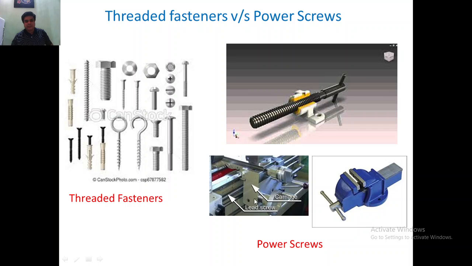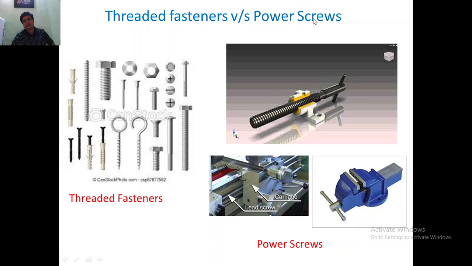Similarly, you might have worked on a lathe, and we have the lead screw which rotates, and the carriage will be moving linearly when the screw rotates here. So these elements are basically threaded elements, which are used to transmit power or motion in mechanical systems, and that's why they are called power screws.